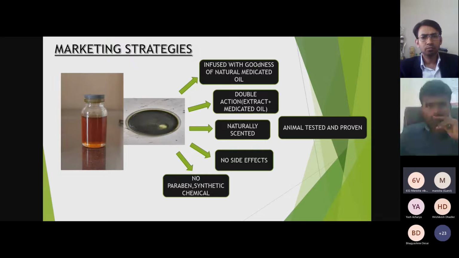It is naturally scented. No artificial scent has been added into it. No side effects, unless a person is allergic to it, and no paraben or synthetic chemicals are used. An important point is that it is animal tested and hence proven for its activities.